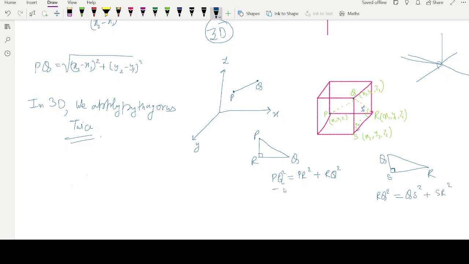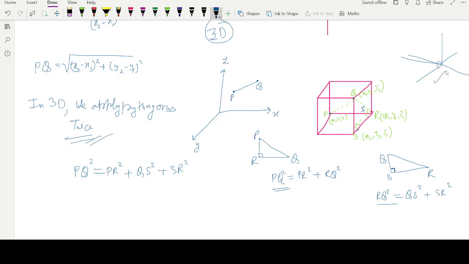Now put that. PQ square is equal to PR square plus RQ square, but we get RQ square is this one. Now label this one: PR square plus, what is RQ square? QS square plus SR square. I hope you can connect it and get it by applying the Pythagoras twice. And this is a diagram for taking a 90 degree.